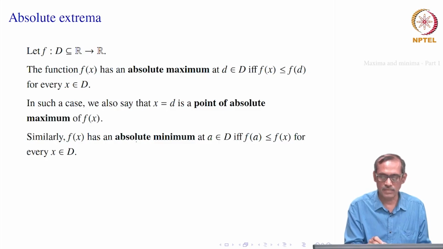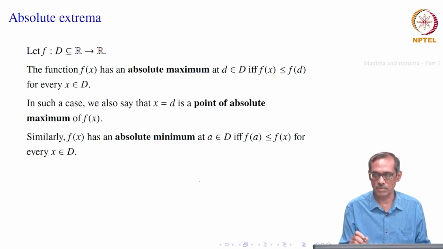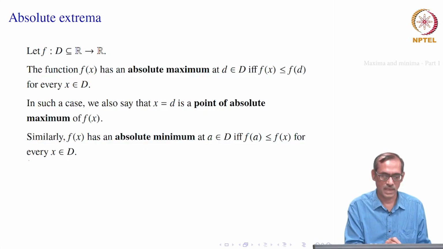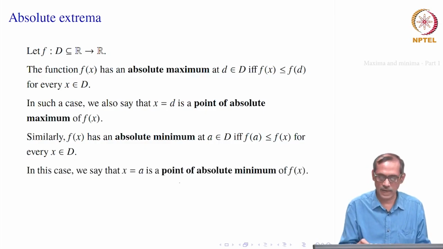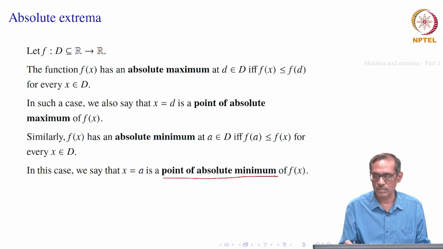Similarly, you can define absolute minimum. Suppose A is a point where you think there is an absolute minimum. That means f of A should be less than or equal to every other functional value. So f of A must be less than or equal to f of x for every x in D. And again, the point A is called the point of absolute minimum of the function f of x.